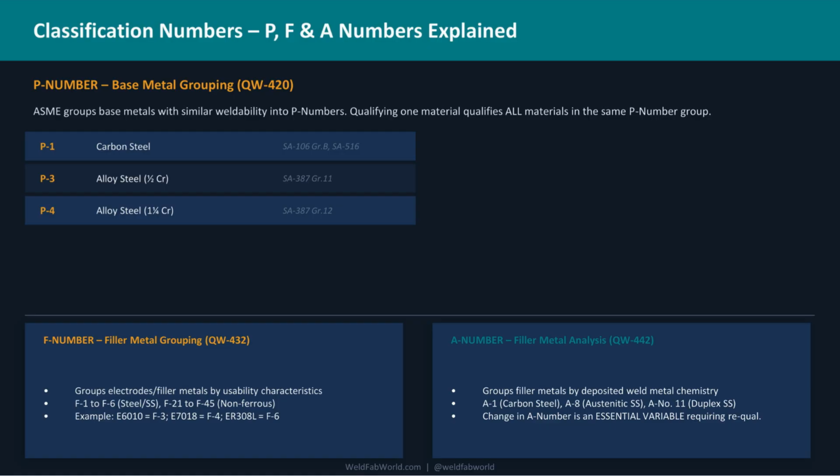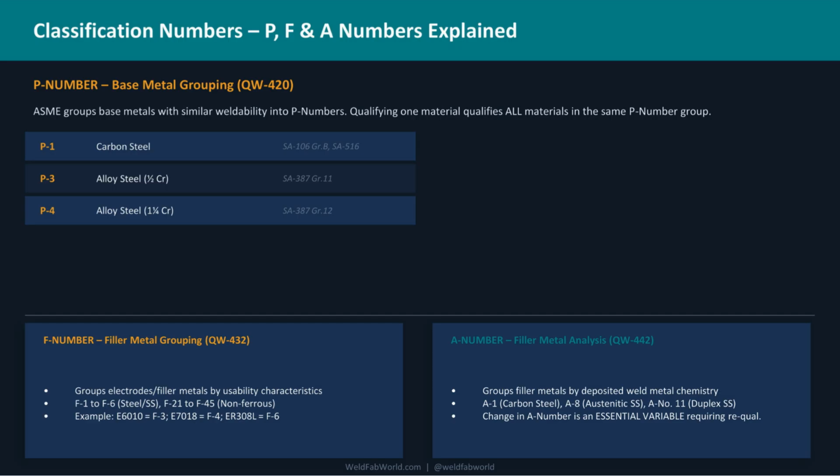F numbers group filler metals by their usability characteristics, how they behave during welding. E6010 is F3. E7018 is F4. ER308L TIG wire is F6. Qualify with an E7018 and you're good for any other F4 electrode. Switch to E6010, that's F3, an essential variable, and you need a new PQR.